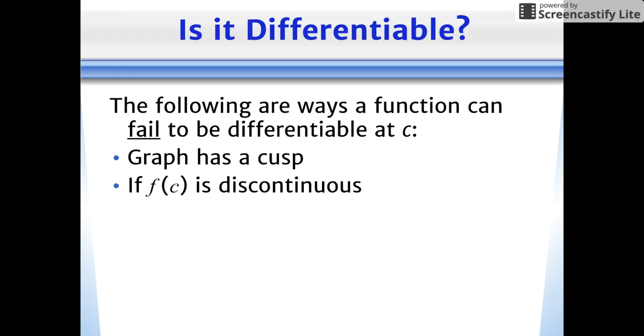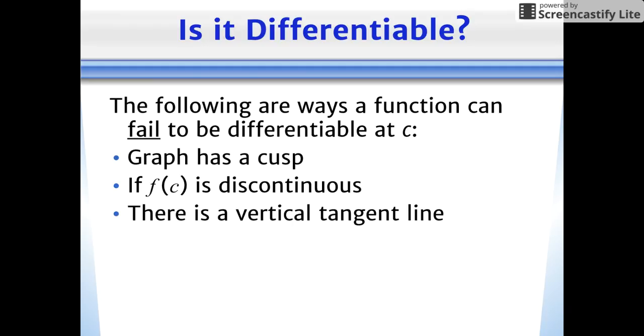Another way that a function can fail to be differentiable, or have a derivative, is if that function is discontinuous at that point. Whether it's a removable discontinuity, a jump, or an infinite discontinuity, you can't have a derivative at a point that doesn't exist or jumps from one value to another.